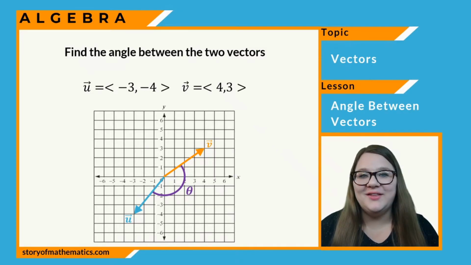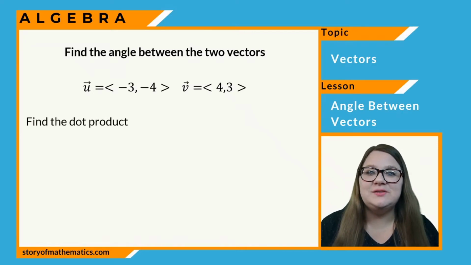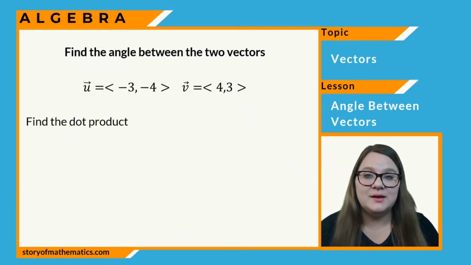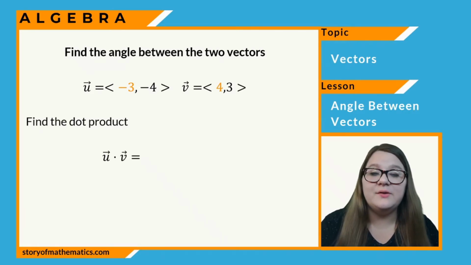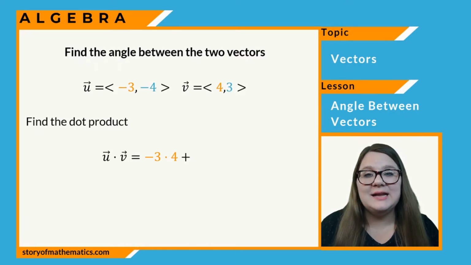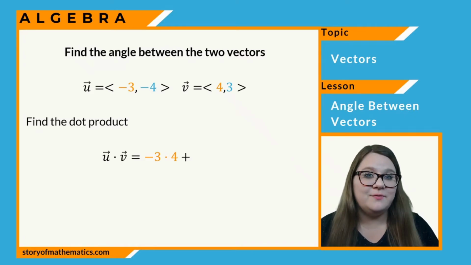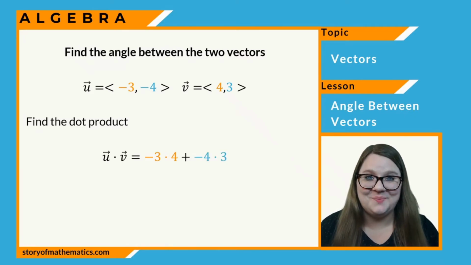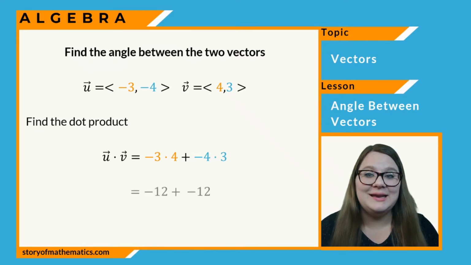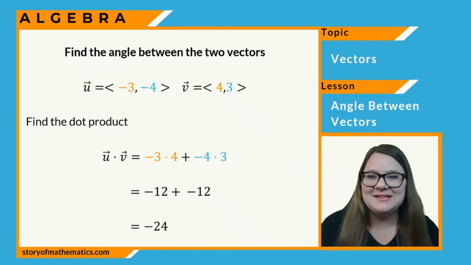Let's see if we can calculate the exact angle for this example. The first thing we need to do is to find the dot product. To find the dot product, we're going to start by identifying the first component from each vector. In this case, I have -3 from u and 4 from v. I'm going to multiply those together. Then I put my plus sign, and I take a look at the next two components. The second components are -4 and 3. I'm going to multiply those together. This means u dot v is really -12 plus -12, or -24. All right, so we found the dot product.